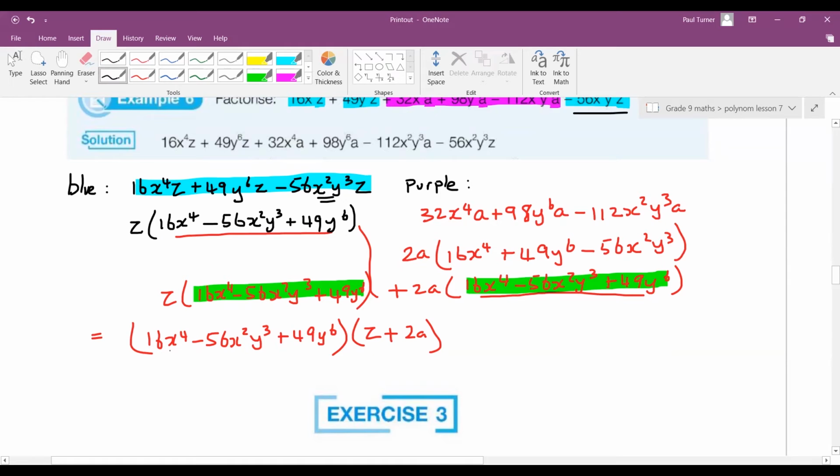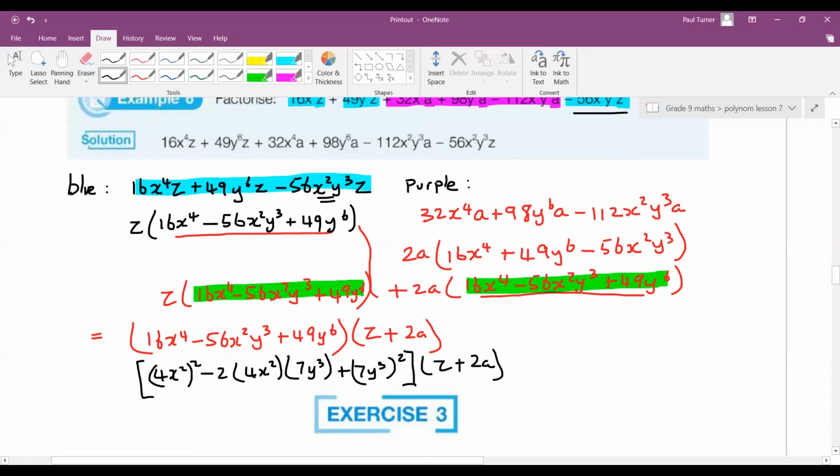So if you look at 16x4, that's going to be 4x squared. Now we'll use our formula for perfect square. So minus 2, 4x squared and this will be 7y cubed plus 7y cubed all squared. So now I've just changed this to look like that. And I'll put that in a square bracket. And this was z plus 2a on the end.